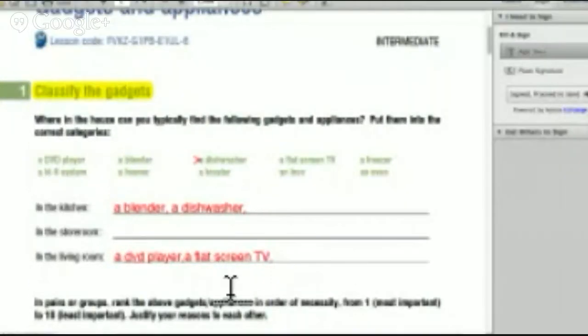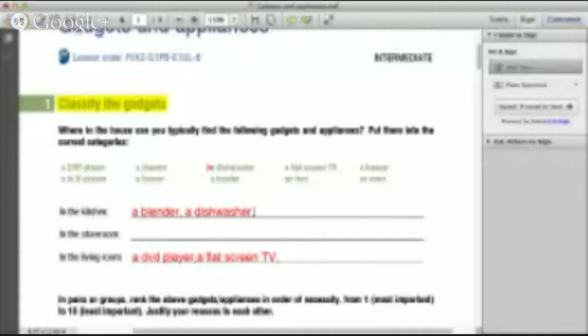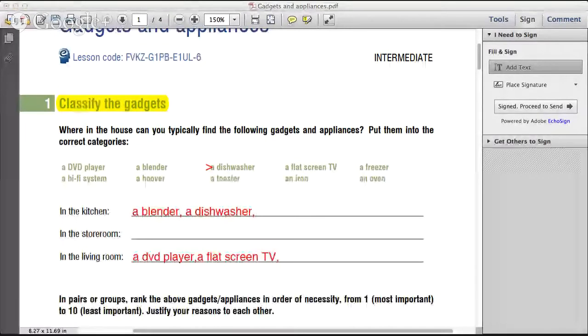The next one, please, Ismail. A freezer. A freezer is in the kitchen. Is our freezer going to be in the kitchen? Okay, a freezer is going to be a little different than a refrigerator. The kitchen. Okay. Now, a freezer, in some cases it can be in a storeroom area.